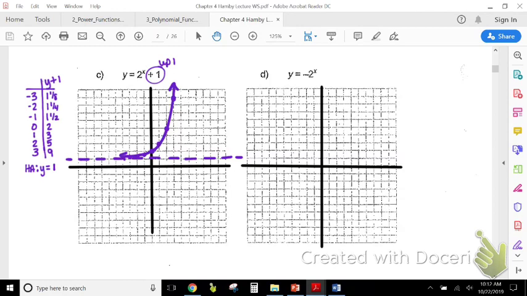We haven't really been doing it, but remind me on this one here, what's the domain? Negative infinity to positive infinity, and what's your range? 1 not included to positive infinity. Good. And D. Yes, the negative there is going to make it reflect across the x-axis.